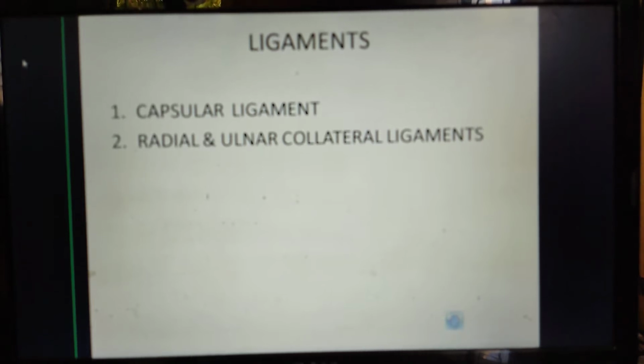On the lateral and medial aspects, there are two thickenings which form the radial and the ulnar collateral ligaments. The radial collateral ligament extends from the styloid process of the radius to the scaphoid and the trapezium, and the ulnar collateral ligament extends from the ulnar styloid process to the triquetral and the pisiform bones.